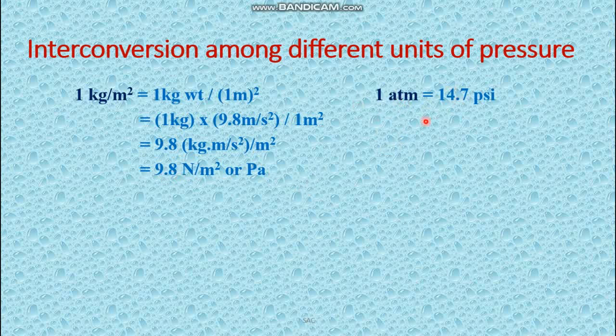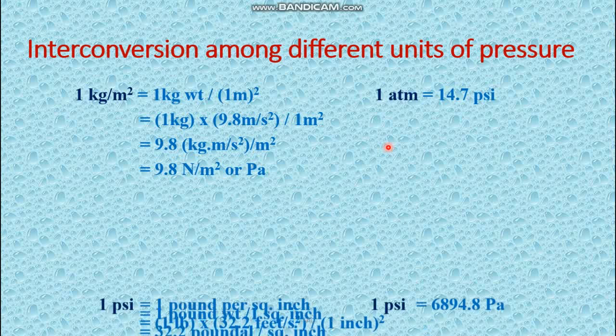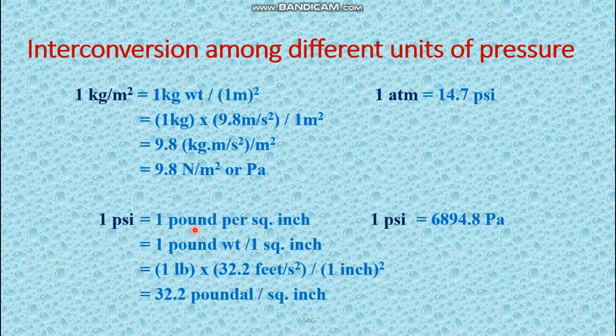Similarly, here we know another convention, the relationship, that is 1 atmosphere is 14.7 psi. Okay, so if the pressure of the tire of your bike is 29.4 psi, that means you are just giving it 2 atmospheric pressure. 1 psi is actually 1 pound per square inch. That means 1 pound weight divided by 1 square inch. That is the mg value.